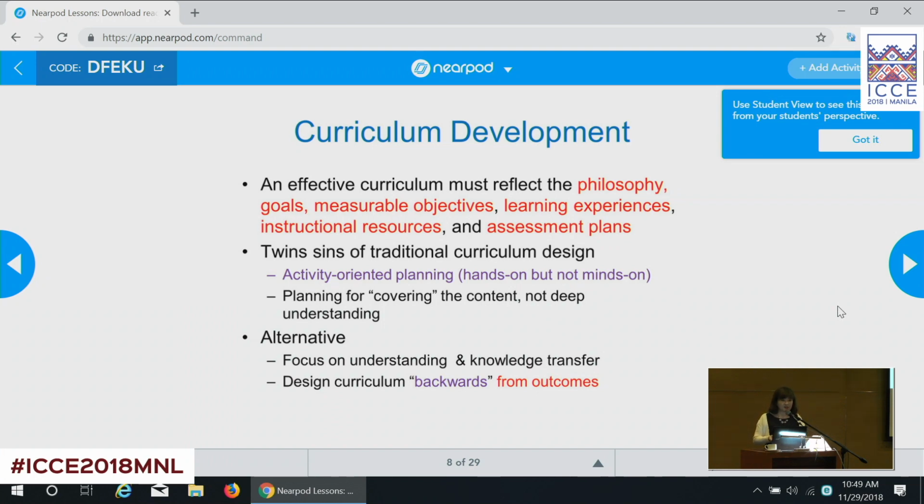The alternatives to the traditional curriculum are as follows. First, teachers should focus on understanding and knowledge transfer, not just knowledge delivery. And teachers should design curriculum backwards. That means starting from the outcome goals, not whatever technology is available in hand. Okay, so starting with the outcome goal first.